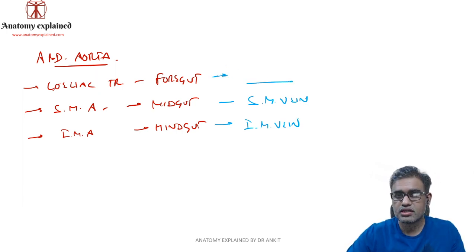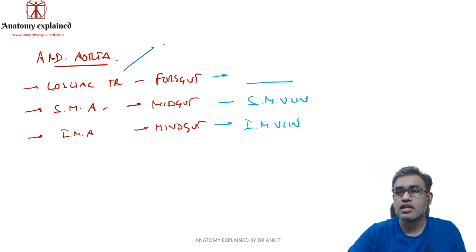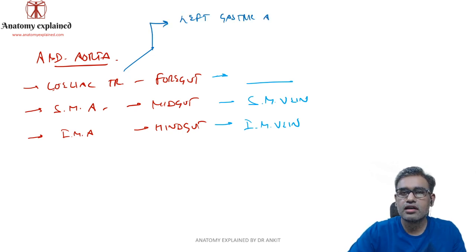So that also we have to understand: for the celiac trunk, how will the blood be taken back from this foregut part? If you recall, the main branches of the celiac trunk were basically three. Again, I uploaded a video on the celiac trunk, and the description will be there. So the main three branches were, if you remember, the left gastric artery, then the largest branch, the splenic artery, and then the common hepatic artery.